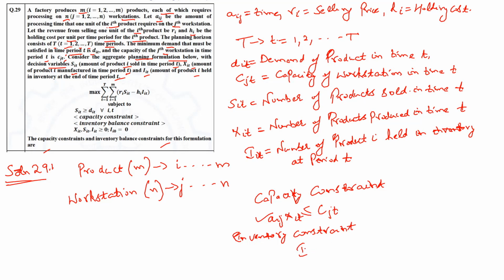it would become iit is equal to capital I, t minus 1, plus xit minus sit, right? So these are the capacity constraints and the inventory constraints for such numeric values.